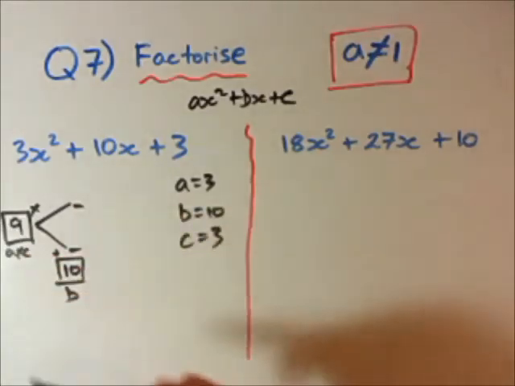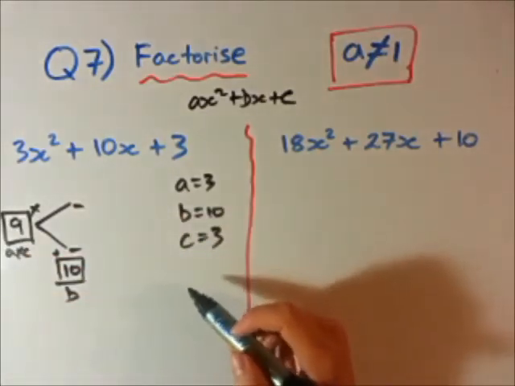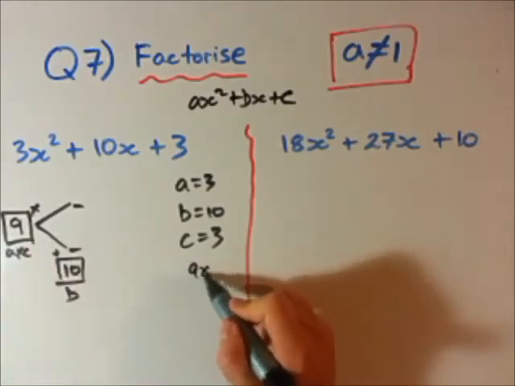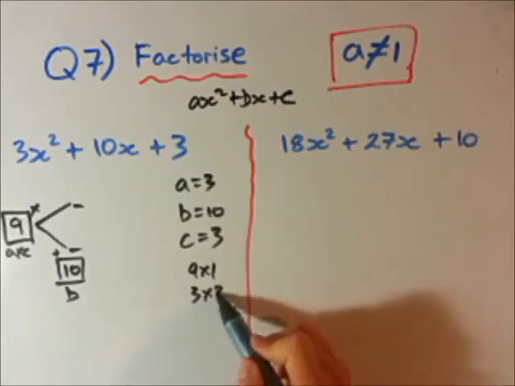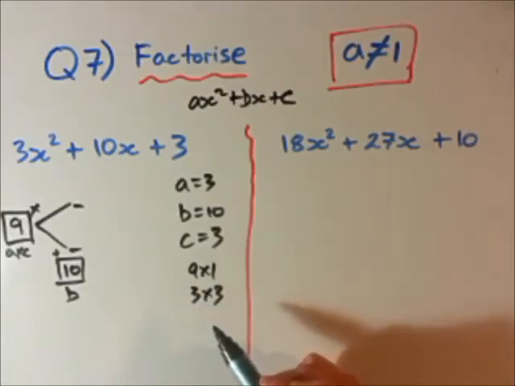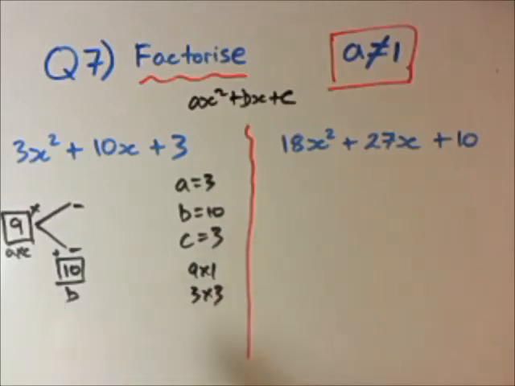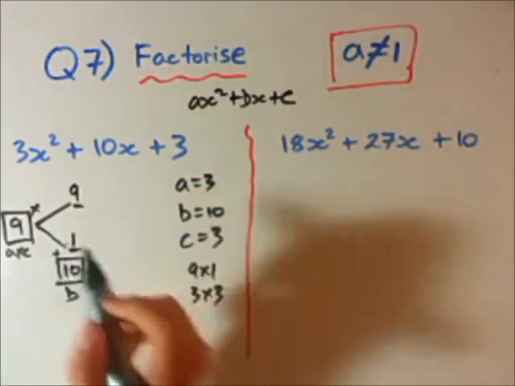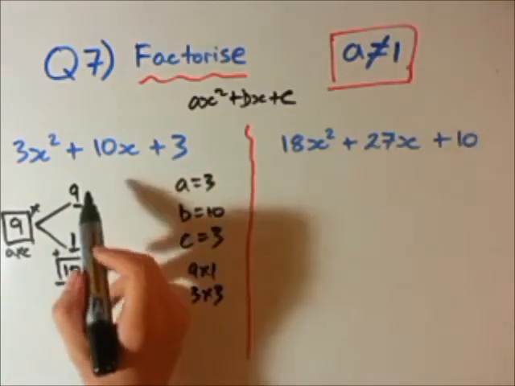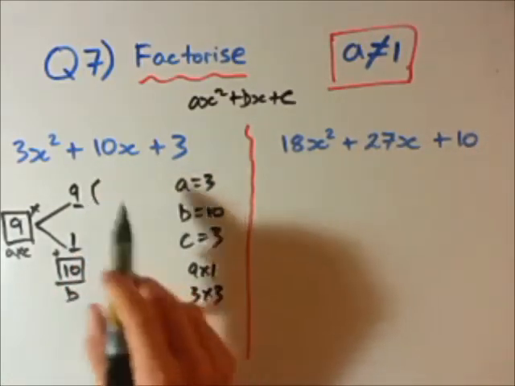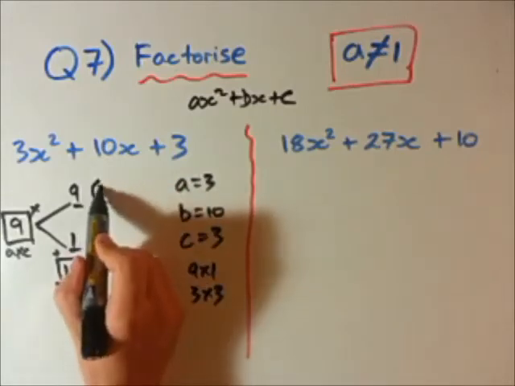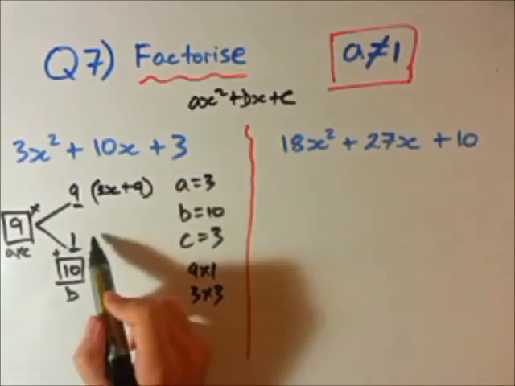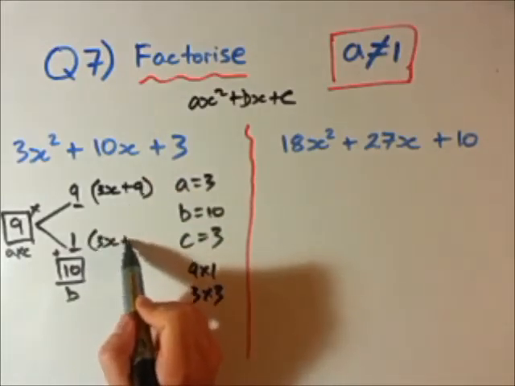Okay, so this might be a simple one, but I'm going to go through the process I would do. What are all the numbers that can times together to give 9? Well, 9 and 1, 3 and 3, and that is it. So, which of these add to give 10? 9 and 1. Cool. Now, as I said in question 6, when I have an A of 3, you write 3x plus 9, and here 3x plus 1.